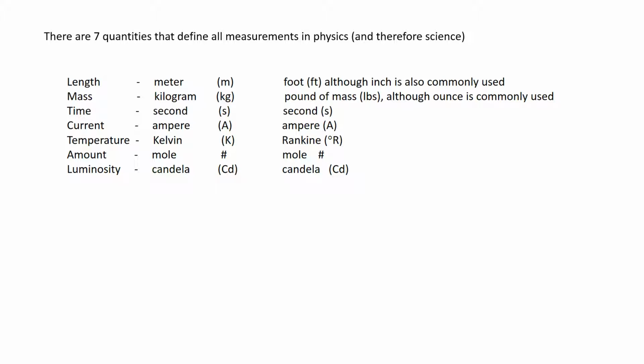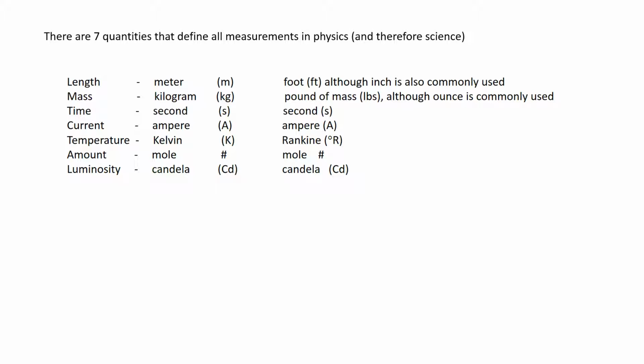Here are the 7 quantities that define all measurements in physics and therefore science. These are the base units that we will use. In length, we use the meter, abbreviated by an M. In the imperial system, it's the foot, although sometimes you use the inch. Mass is the kilogram, abbreviated by kg. In the English or the imperial system, it's called the pound of mass, although occasionally you might use the ounce. Just as a sidelight, both ounce and inch have their same root in Latin, meaning a 16th or a 12th, depending on which system you use.